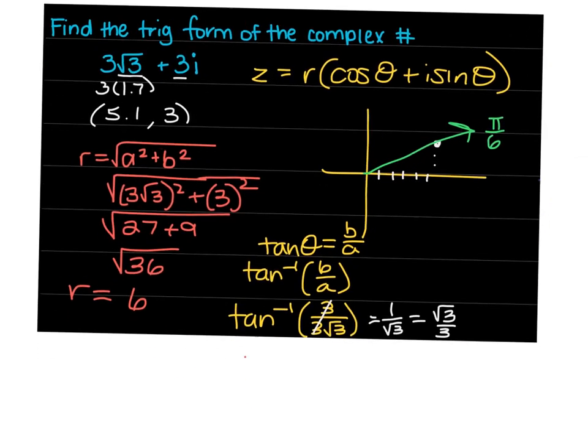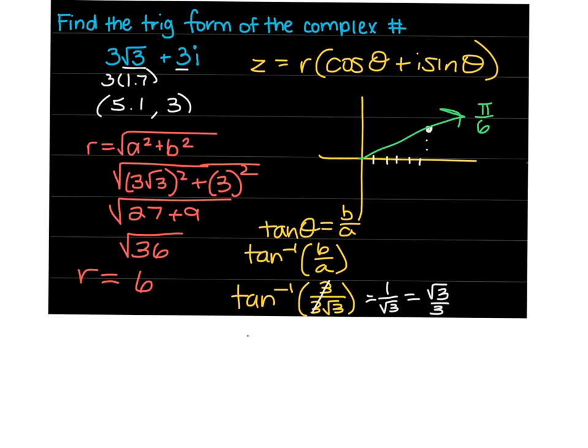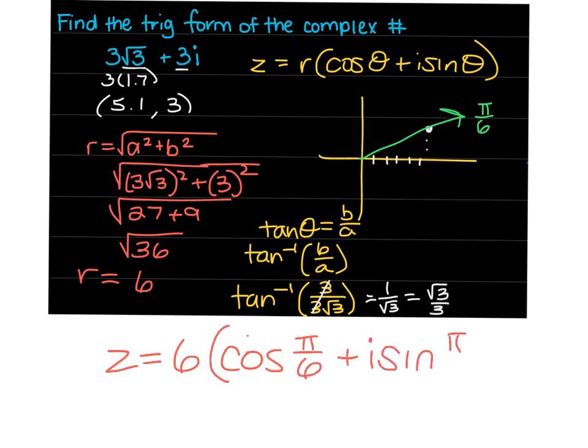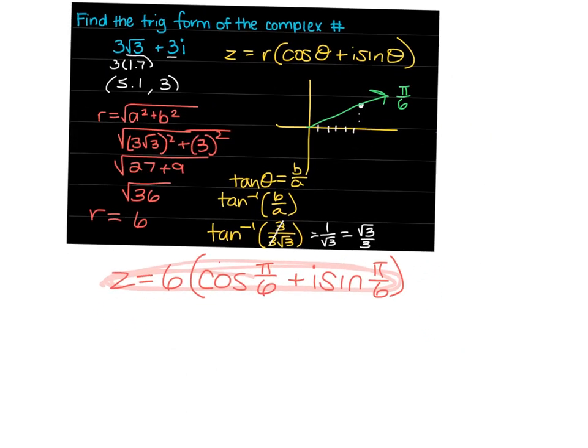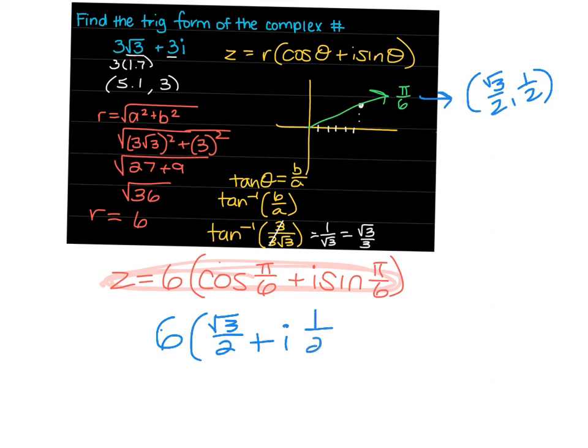So then the last thing I have to do is plug that all into my formula. So z equals r, which is 6, times the cosine of pi over 6, plus I times the sine of pi over 6. And that is my answer. And then remember, these are easy to check. So if I actually worked that back out, I know that the cosine at pi over 6, so we know this point here is root 3 over 2 and 1/2. So this would be root 3 over 2 plus I times 1/2.